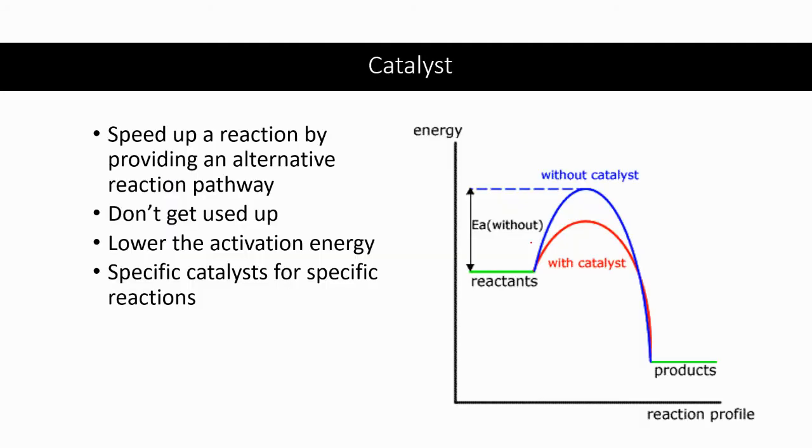Now, a catalyst provides an alternative reaction pathway. It doesn't get used up itself because it's not a reactant in the chemical reaction. It lowers the activation energy, and there are specific catalysts for specific reactions. Okay, so this is the energy diagram. So we've got energy up here and reaction profile. So we go from the reactants to the products. In this case, the reactants have more energy than the products, but we need to add a little bit of energy to get the chemical reaction started. And with a catalyst, we need less energy because the collisions are more effective.